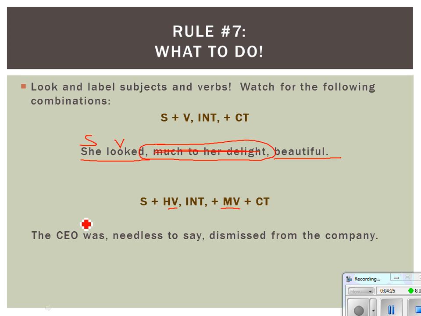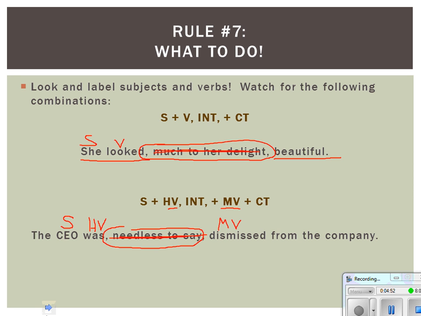So an example of this is: The CEO was, needless to say, dismissed from the company. Well, CEO is my subject. Was is my helping verb. How do I know it's my helping verb? Well, my main verb is over here with dismissed. So if my helping verb and my main verb are being interrupted by a phrase that, again, I can get rid of, I know it needs commas around it. Okay?